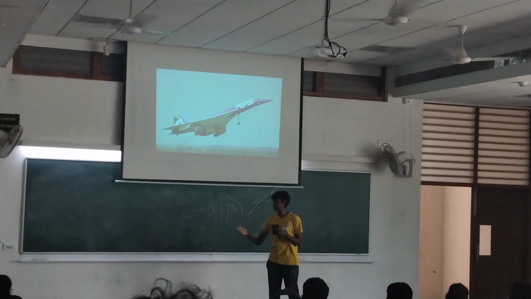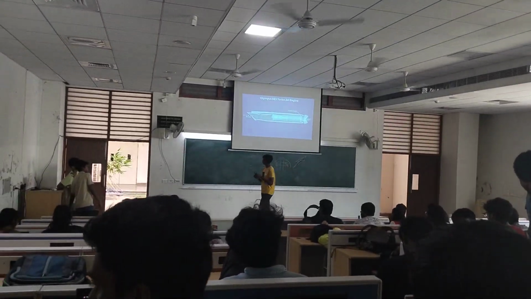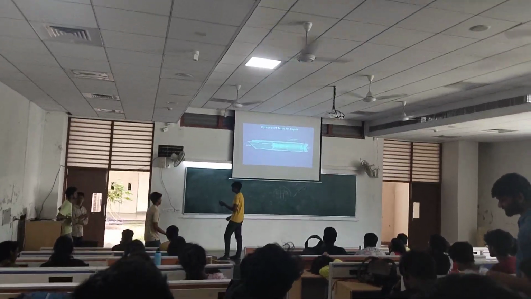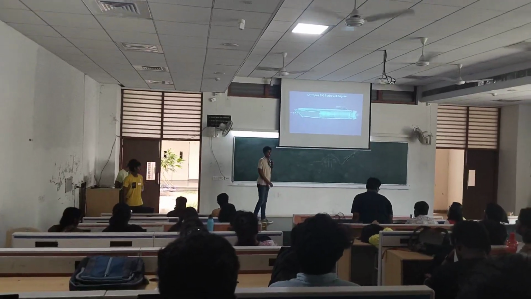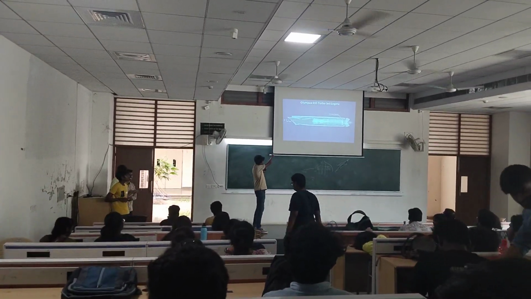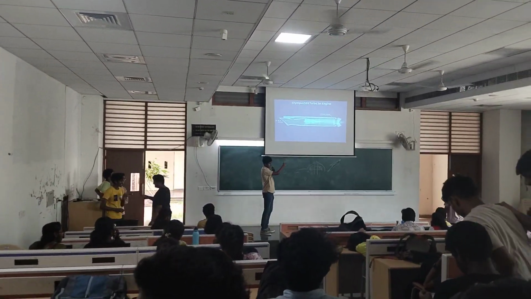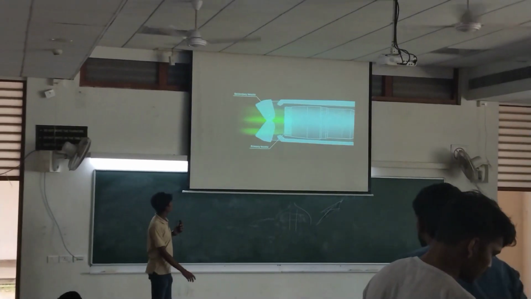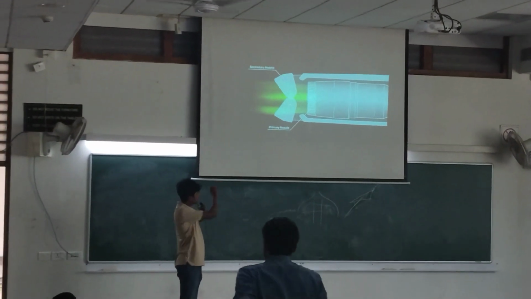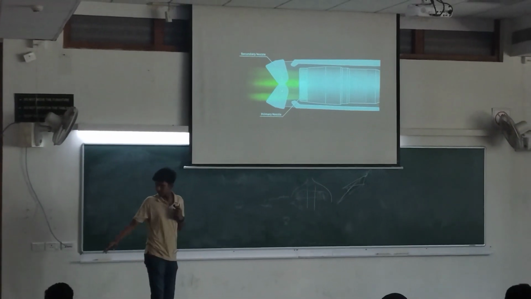Next, giving the mic to Ashwin for telling the aerodynamic design of the engine. So I'm going to talk about the aerodynamics of the engine. The air comes in from the left and goes to the right. There are two nozzles, the primary nozzle and the secondary nozzle. The two nozzles are there to control the thrust of the engine.